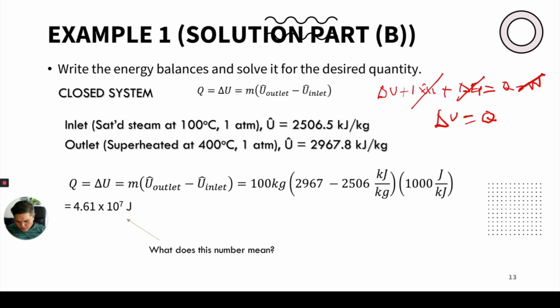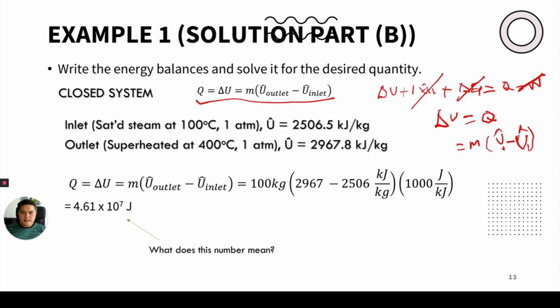So Q is the amount of heat that will heat up the saturated steam to become superheated steam. Whenever we put it in the equation, in order to calculate delta U, it is simply M times the specific internal energy at the outlet minus the specific internal energy at the inlet. You were given M as 100 kilograms.